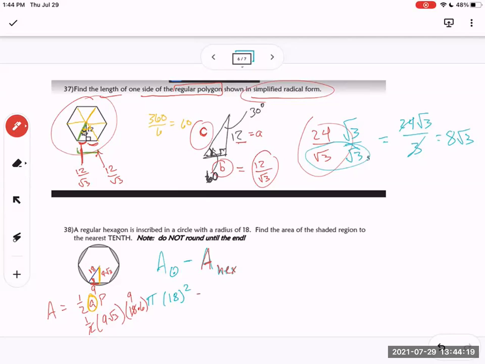So it says nearest 10th, but don't round until the very end. So here's my answer. I'm punching it in my calculator just so I make sure I'm doing it right. It's going to be 9 times 6 times 9. So that's 486 square roots of 3. So now I'm going to punch that into my calculator.